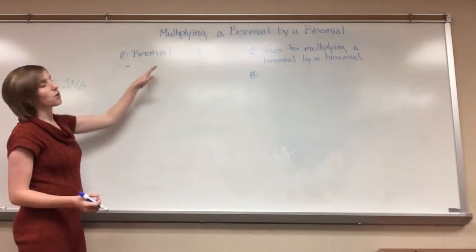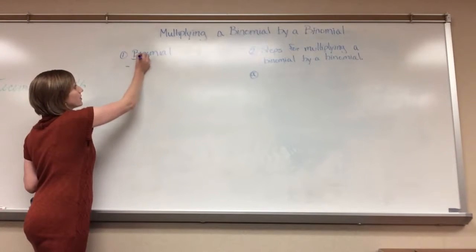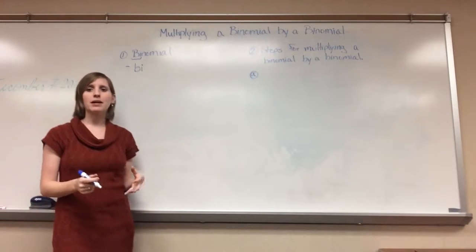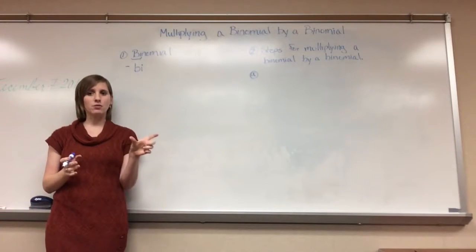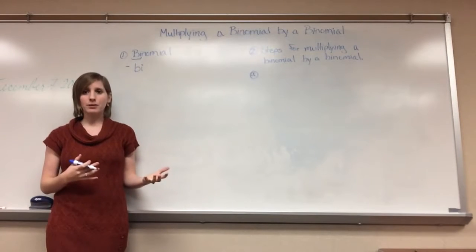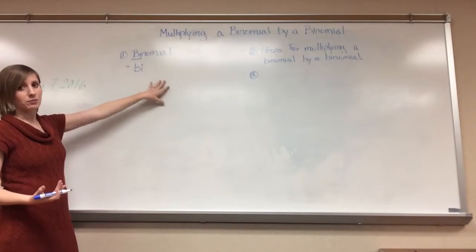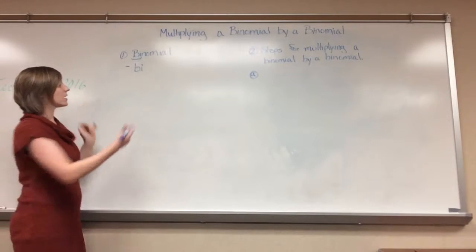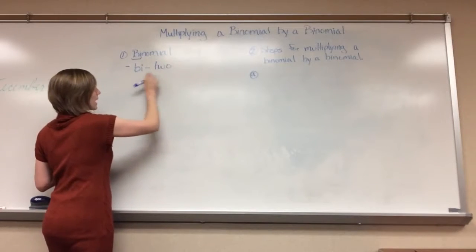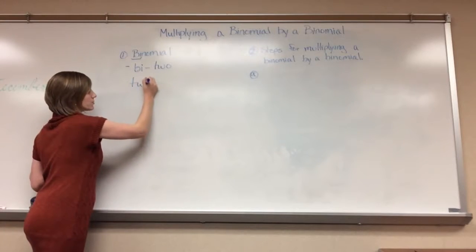So first we need to know what a binomial actually is. Let's start with the prefix bi. We talked about a monomial last time and how monomial comes from mono, which means one, and nomial is going with terms. So a monomial is one term. When we're talking about a binomial, bi is the prefix for two, so a binomial is two terms.